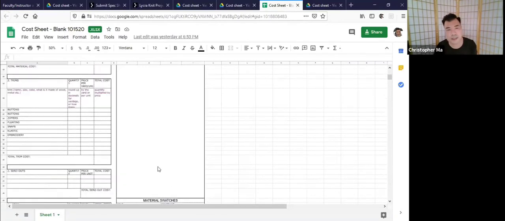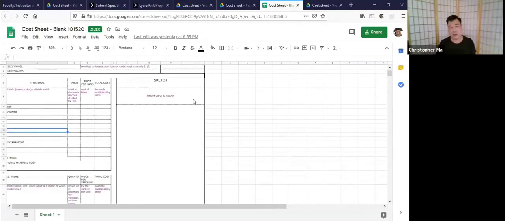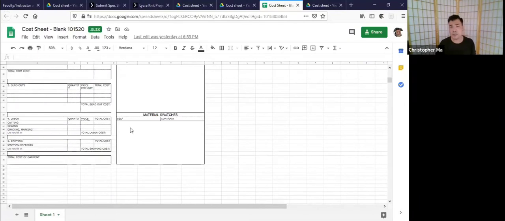All right, so on the right side of the page is the sketch, front view in color. You can grab the one from the spec sheet and put it here, it's fine. Make sure you have material swatches, meaning your Ponte here, and on the next one, your contrast rib. If you're doing another style with maybe 5 different colors, you have to put all of them here and describe them.